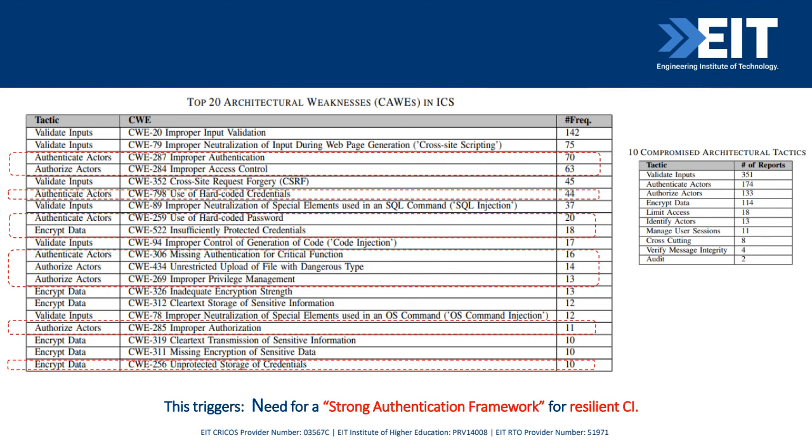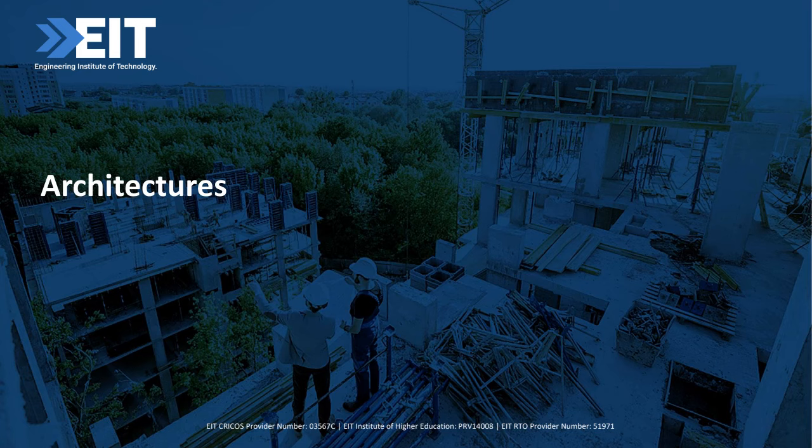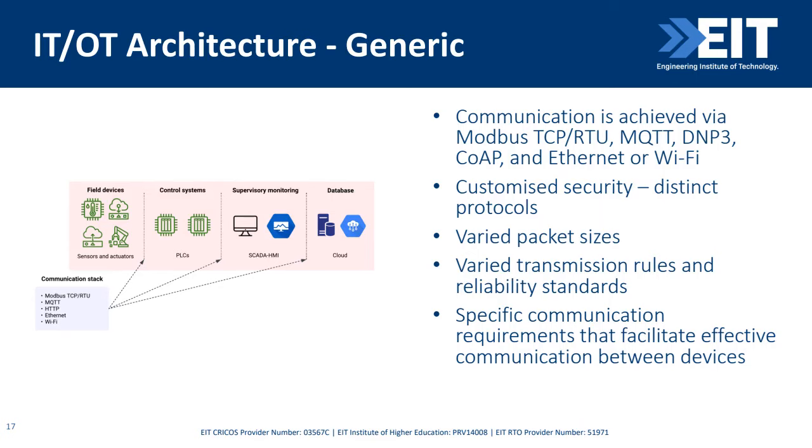Interesting numbers here, and these are actual numbers. Getting into the security by design issue, we don't have security by design in any of these architectures. So we consider a typical industrial control system. For those of you who are electrical engineering savvy or have a background in computer engineering, you would know what I'm talking about. So you have sensors and actuators.